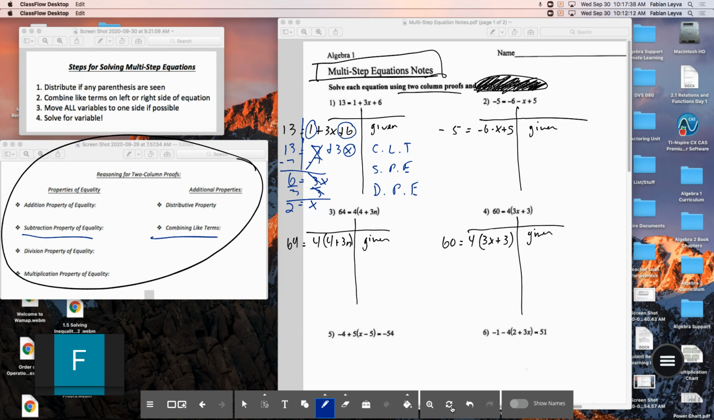So let's continue with examples. Let's start with number 2. I'm going to start with, are there any parentheses to distribute? No. Can I combine like terms on the left or right? So here's my equation so I can visually see the left and the right.